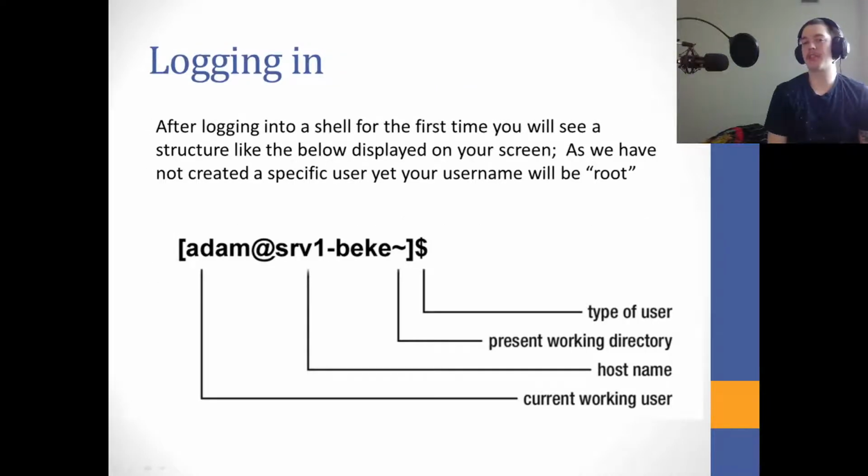If this is your first time logging into the shell in Linux, then you will see something that looks like this before you type in a command. If this is your first time, we haven't created a specific user yet, and your username will just be root. Here, in this example, it's showing our current working user, the host name, the present working directory, and the type of user. Now the type of user you see is a $ sign, and that can be changed to a # sign, which would be superuser. And that's just a quick breakdown of what all that text means.